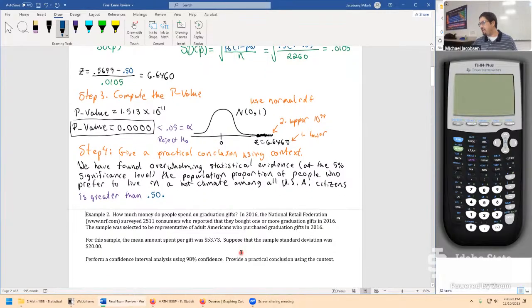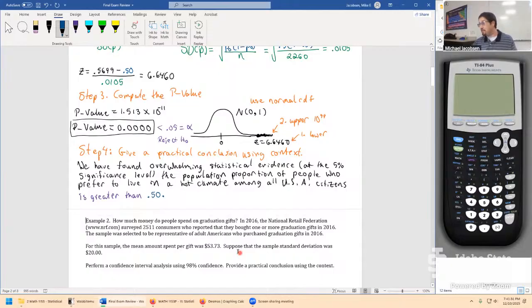Okay, example 2 is kind of an interesting one. Some people graduate in December, so this could potentially be relevant. You never know. Example 2 says, how much money do people spend on graduation gifts? Who knows? But we have a study in 2016, the National Retail Federation, I didn't even know that existed. Apparently there's a retail federation, surveyed 2,511 customers. So there's a sample size for sure in there. N equals 2,511, who reported that they bought one or more graduation gifts in 2016.